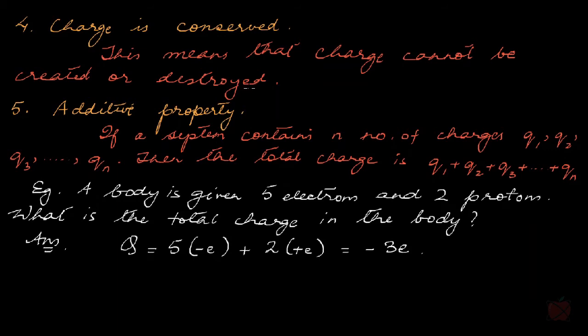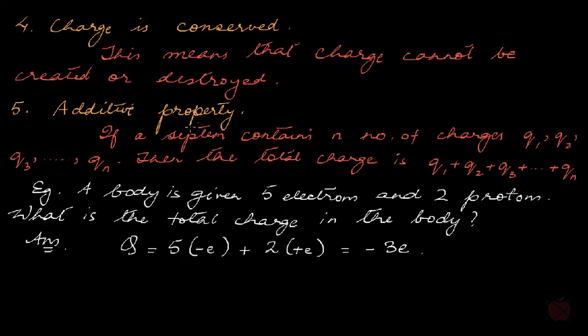Suppose in any chemical process or any physical process, if you count the total charge, the total negative charge in the system is equal to the total positive charge of the system. All right, so that is basically the meaning of charge cannot be created or destroyed, or charge is conserved.